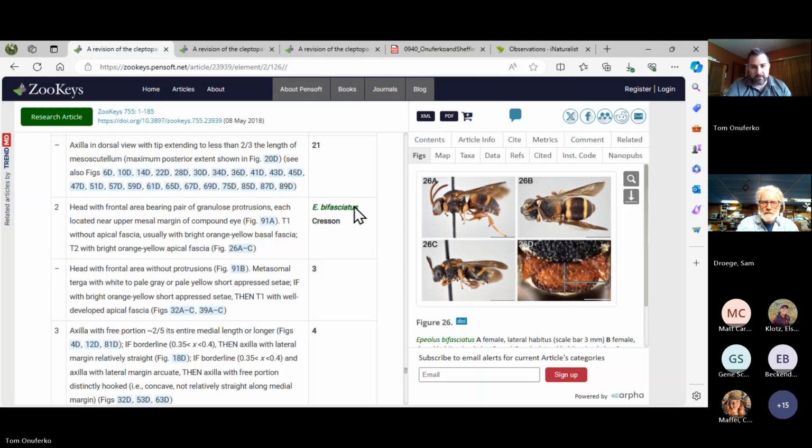And so Epeolus scutellaris doesn't have that. It has bands on all the metasomal terga, well-developed apical fasciae on T1 through T4 in females or through T7 in males. And I think those are the only characters there.